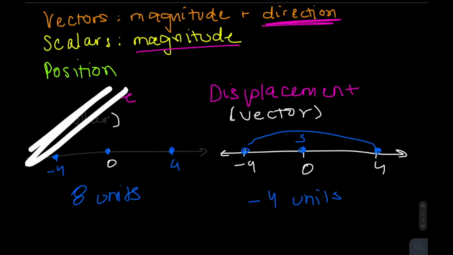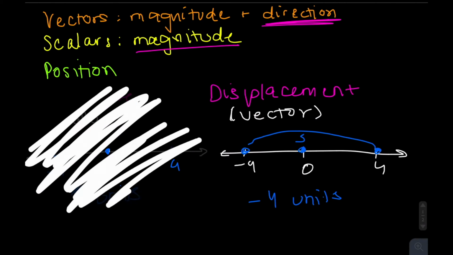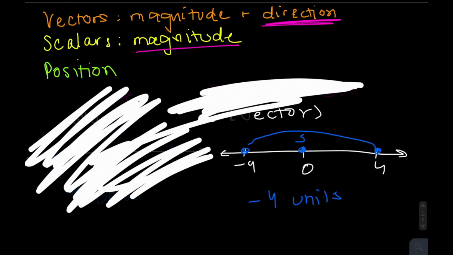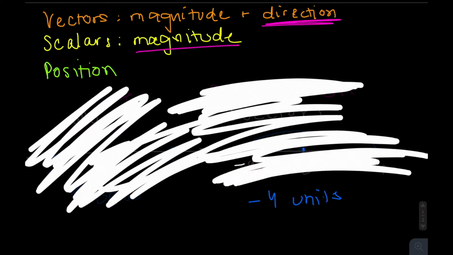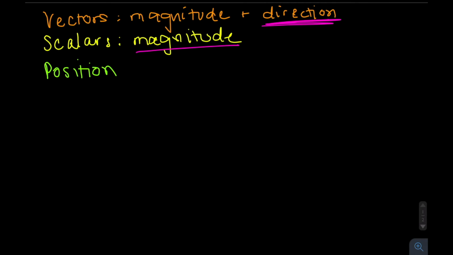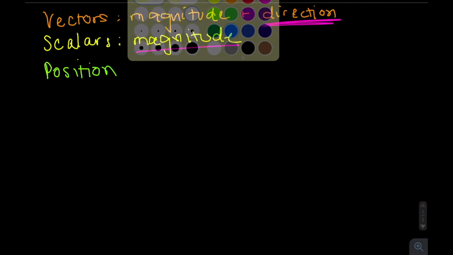Okay, now let's talk about another kind of quantity which is also similar, has a vector and a scalar, and is also pretty commonly confused. Also, I forgot to mention, that -4 mentioned my direction.